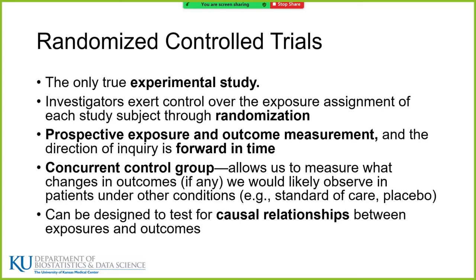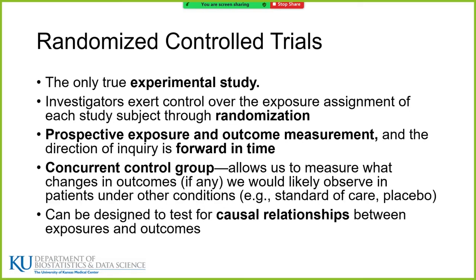Randomized controlled trials, those are the only true experimental studies in human subjects. And they're experimental because we apply randomization in the exposure assignment of each study subject. We also have prospective exposure and outcome measurements. It's a forward directional study. And we have what's called a concurrent control group. The concurrent control group is the type of control group that is participating on the study at the same time as the intervention group.